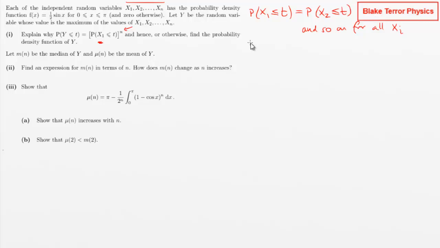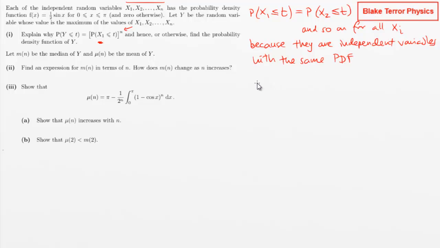xi, because they are independent variables with the same probability density function. So that's a good thing to start off with.